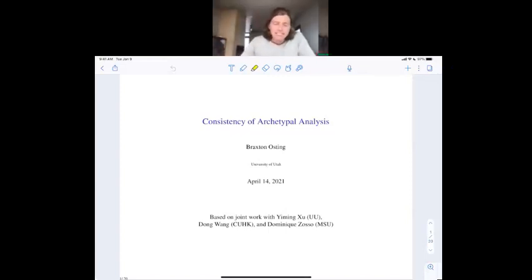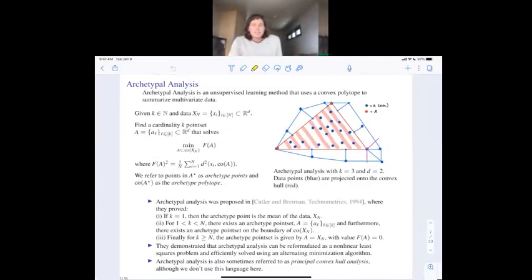I'm going to talk about consistency of archetypal analysis today, and of course I'll explain what archetypal analysis is. This is joint work with Yiming Xu, who's a graduate student here at the University of Utah, Dong Wang, who was my former postdoc and is now an assistant professor at the Chinese University of Hong Kong in Shenzhen, and then Dominique Zosso, who Ranji knows, who was also a postdoc at UCLA and now is at Montana State University.